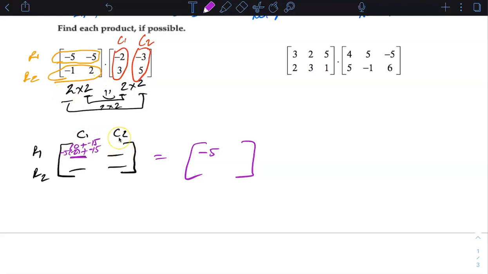So if I want the one right here, this is row 1 and column 2. Right, so that point right there, row 1, column 2. So row 1 times column 2. So this guy times this guy. So multiply the first two, negative 15 times negative 3, that is 15. Plus multiply these guys, negative 5 times 5 is negative 25. Add them up and you get negative 10.